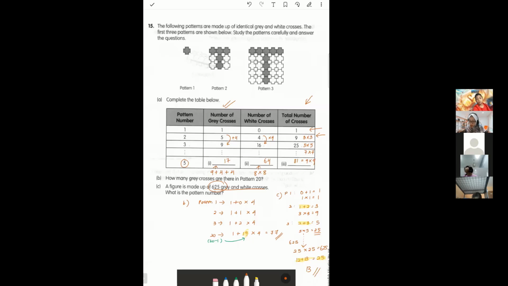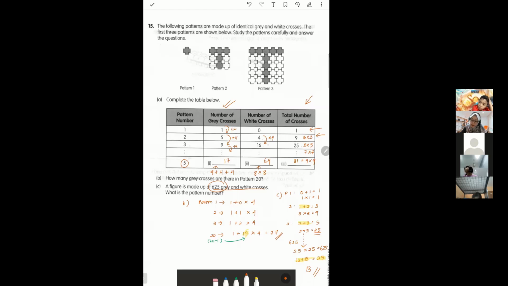So you take a look at this one. I repeat again, there are patterns here. So you look at your table. If you look at number of gray crosses, it is +4. Everything is +4. Here +4, then +4. That's why we have here 9 + 4 + 4. Then for part 2 here, it is all times 4.